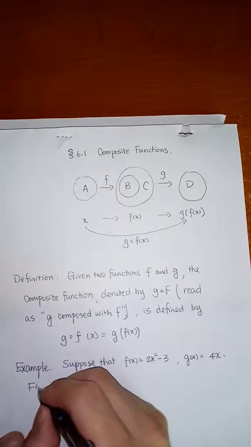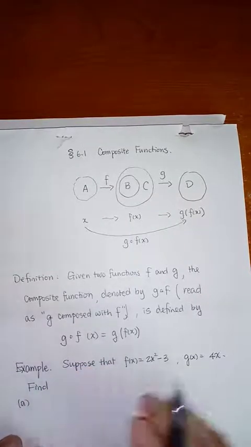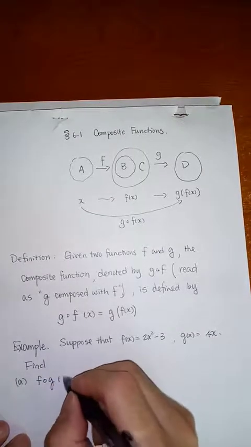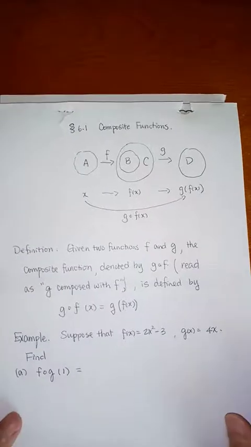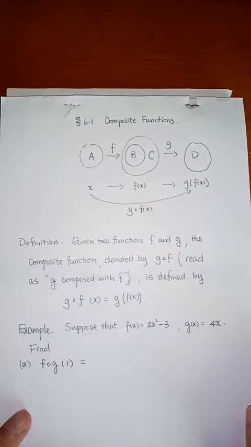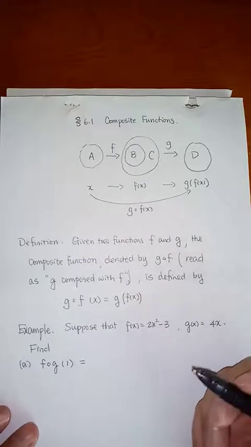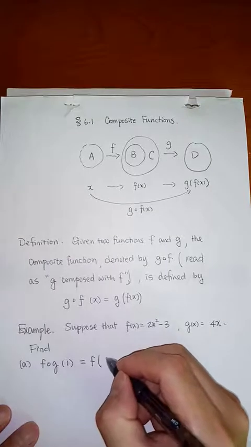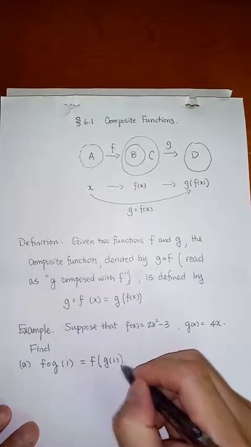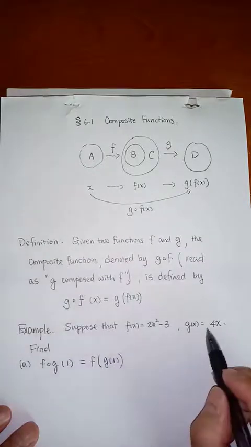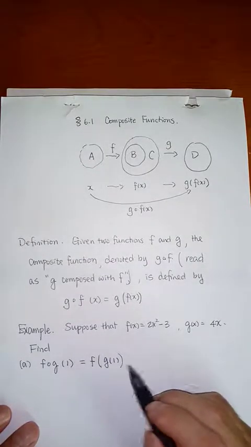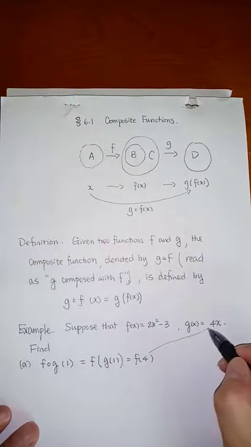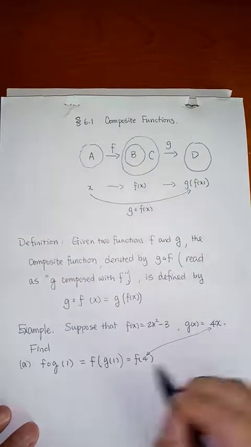First, find a, f circle g evaluated at 1. F composed with g evaluated at 1. By the definition, you are going to have f of g of 1. So g of 1, g(x) is 4x, so g of 1 is 4, so you get f of 4. 4 times 1 is 4.